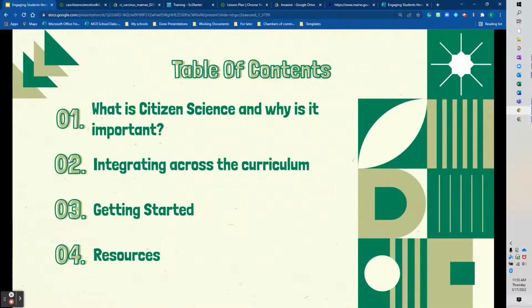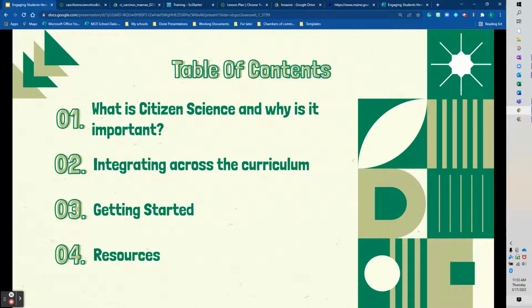Basically, what we're going to do is talk about what is citizen science and why is it important. We'll talk about how to integrate it across the curriculum, some getting started steps, some resources to help you get started, and then just a page full of citizen science websites that are ready to go. You can start tomorrow if you were so inclined.